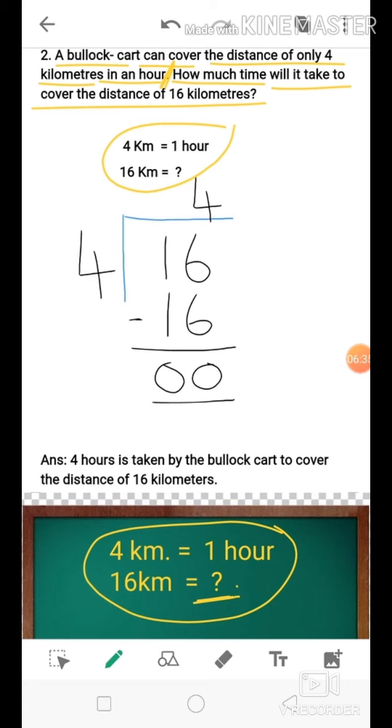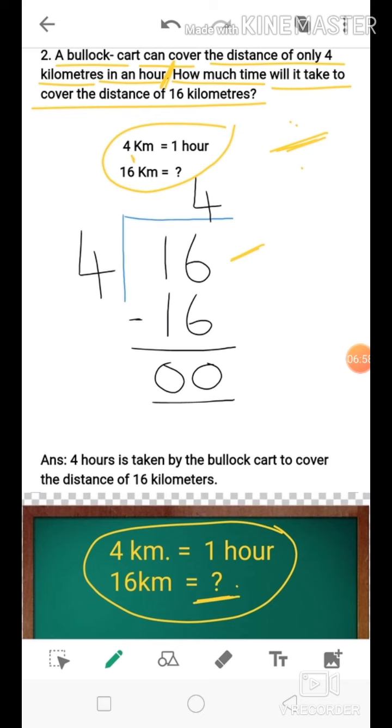Now see where the numbers are placed. 16 and 4 are coming in a straight line. Then you have to remember the symbol of division. Division is like one line. Then we have to start doing division. The bigger number will come inside and we have to divide by number 4.